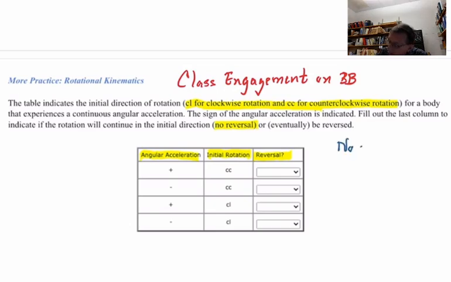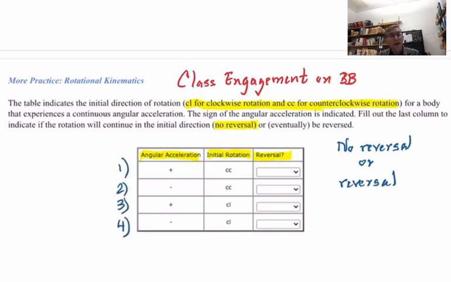So the answers on each of those squares in that last column are either no reversal or reversal. And of course, reversal means that it changes its rotation from one sense to the other, from clockwise to counterclockwise or counterclockwise to clockwise. No reversal means it never changes. It's always going around the same way. So you just write your 4 answers for each of those 4 cases, right? Just in order, 1, 2, 3, and 4. Okay, that will be our engagement exercise. There'll be another class video in which we will continue to practice with these ideas, but that's all for this first video.